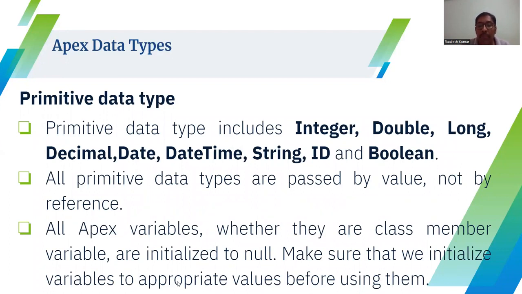Now Apex variables, whether they are class member variables, are initialized to null. In case you don't initialize, the class member variable will be initialized to null. Make sure that we initialize the variable to appropriate values before using it. If you don't initialize, it will be assigned null.